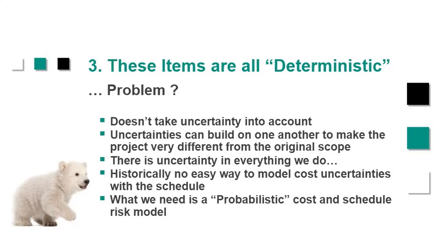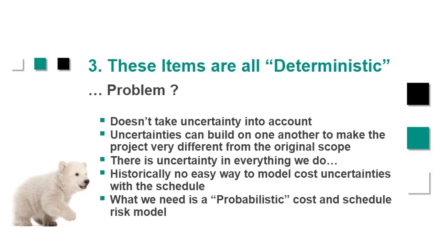What's the problem with a deterministic estimate? Well, it doesn't take any uncertainties or risks into account. And uncertainties and risks can build on one another to make the project very different from what we originally intended to do, right? You intended to build this thing through the summer months and then be inside by the time winter came. So all the inside work could be done out of the weather.